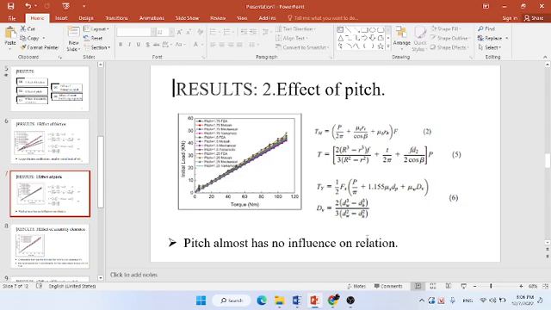The second result I will talk about is effects of pitch. Pitch is one of the parameters in the equation. The torque initial load curves corresponding to different pitches are obtained and compared with the theoretical curves plotted through the equation. It is observed that pitch almost has no influence on the relationship between torque and initial load, and the results of finite element analysis are in accordance with theoretical research.